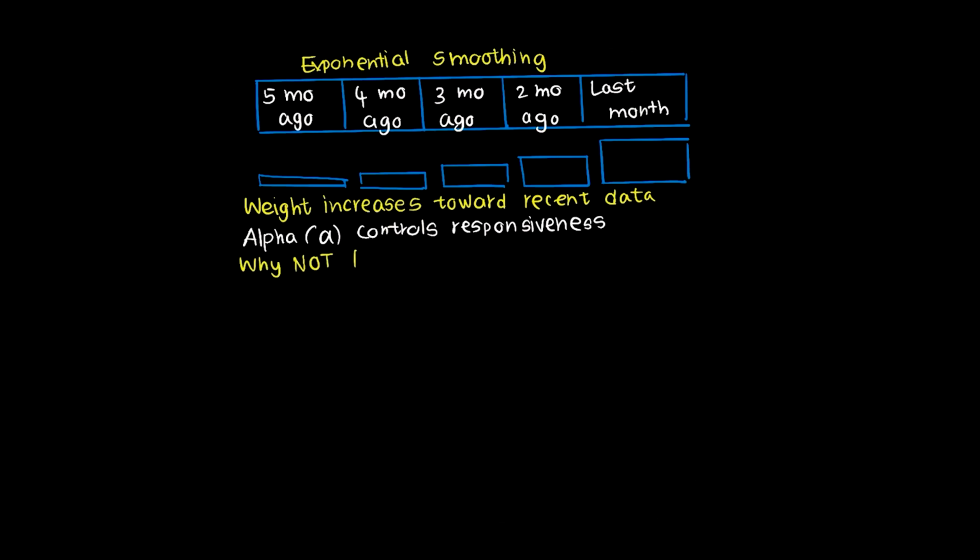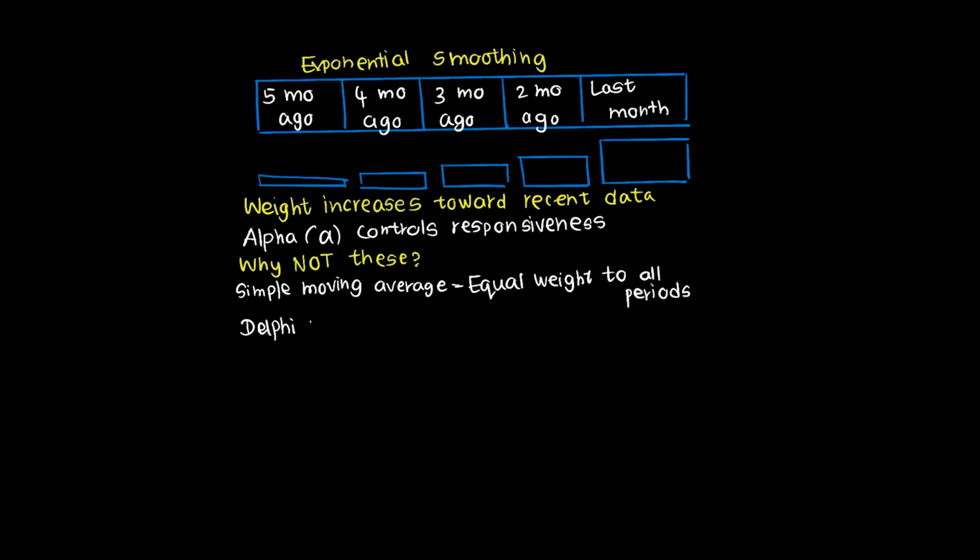Simple moving average gives equal weight to every period in the window. Last month counts exactly the same as 3 months ago. That's the opposite of what this company wants. The Delphi method is qualitative, expert opinions through anonymous rounds. It does not use historical sales data at all.